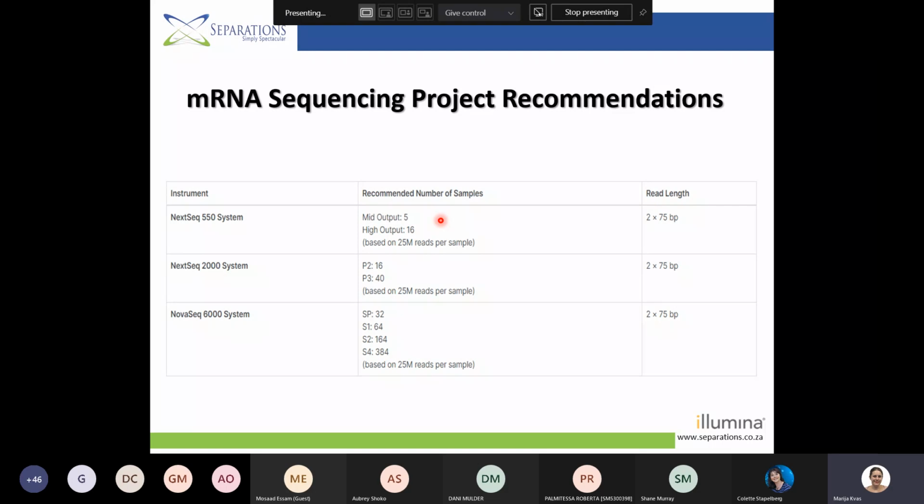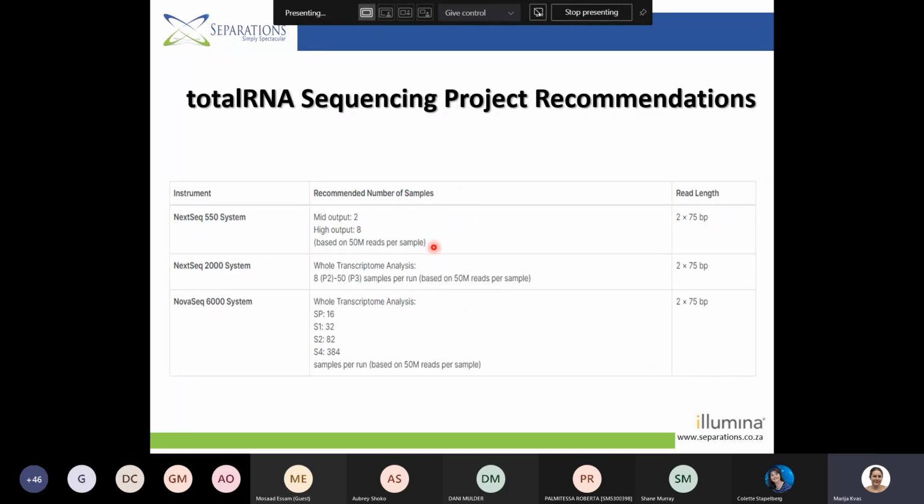So it's really important that you consult the literature before you decide on the amount of data that you need. When we're talking about total RNA, because we are looking into coding and non-coding transcripts, we need almost double the amount of data, sometimes even more. But let's at least start with double, so 50 million reads per sample. That would mean that we can load fewer samples per flow cell. I won't go into too much detail, but this just shows you that different instruments have different capacity.